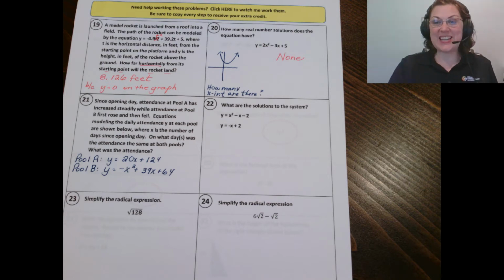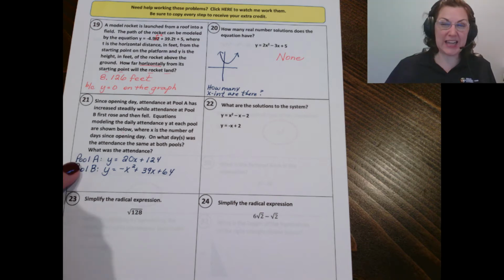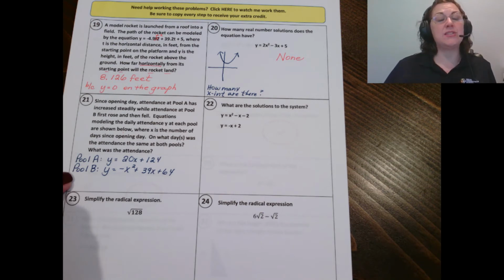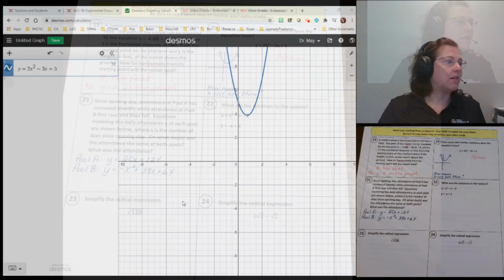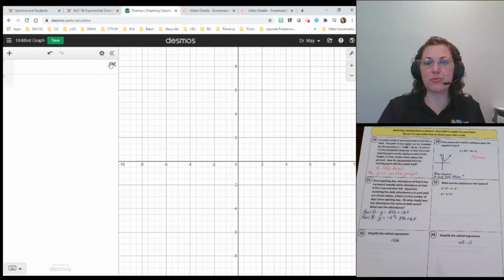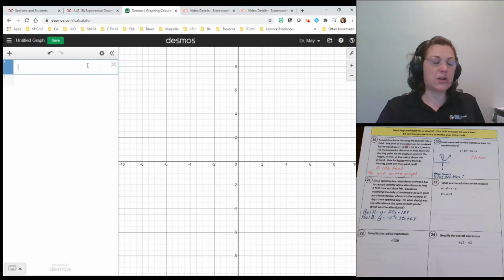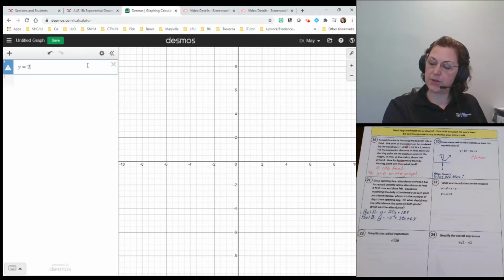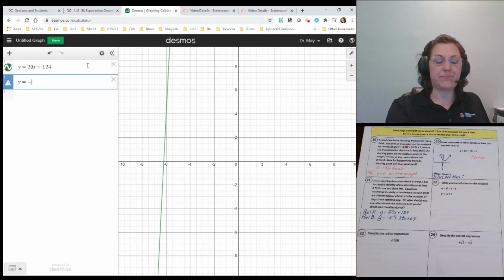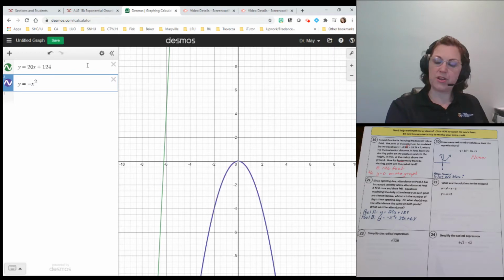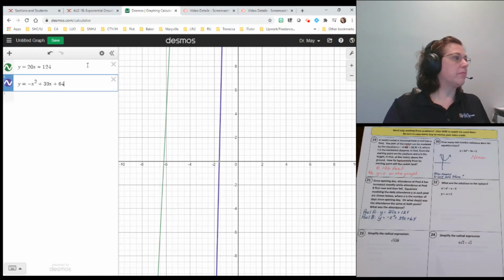Let's go ahead and take a look next at problem 21. So we were being given equations for the attendance of pool A and pool B, and we want to know on what days these two pools have the same attendance. Again, I'm going back to Desmos. So let's switch back. I'm going to clear out the equation from our previous problem, and I'm going to type in equation A, y equals 20x plus 124. Press enter, and then I'm going to type in the equation for pool B.